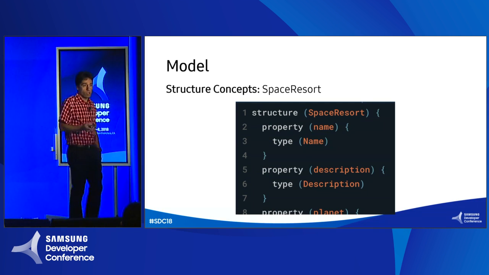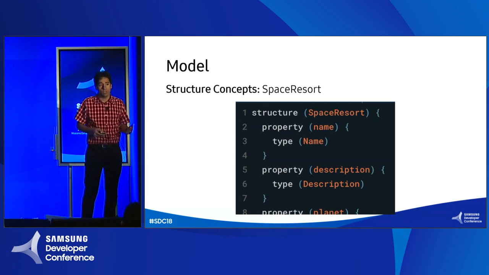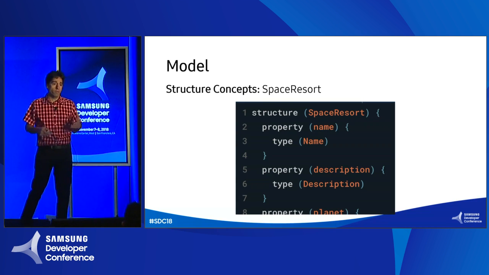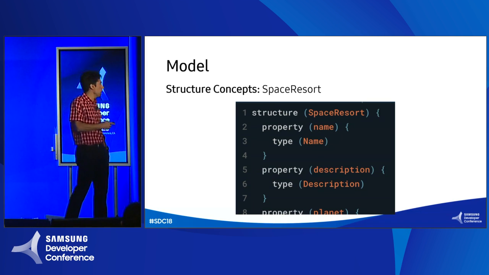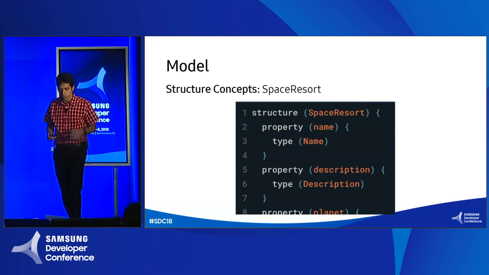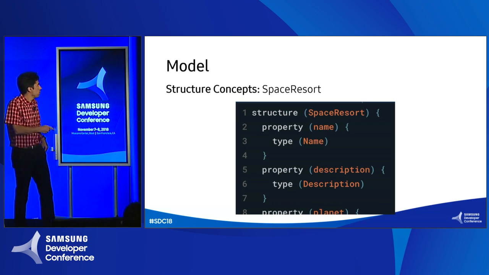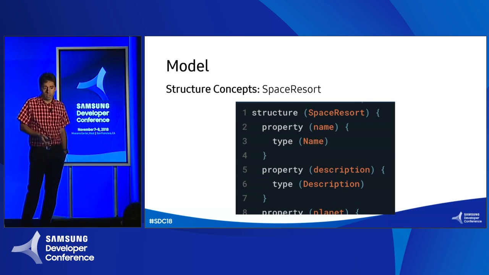We also have structured concepts. So structures are objects that have properties, and the properties are also concepts themselves. So space resort has a name, description, maybe some photos. And this is an example of defining a structure.